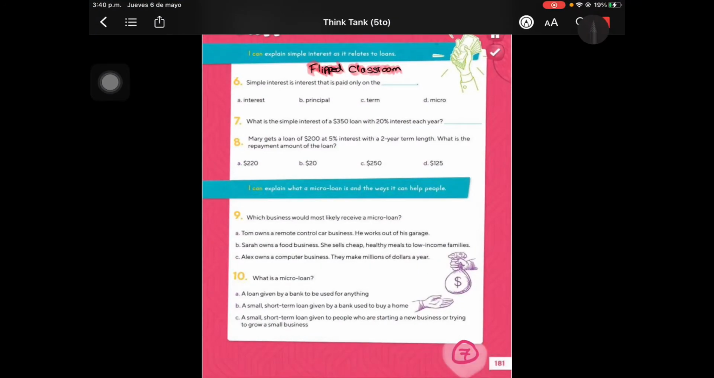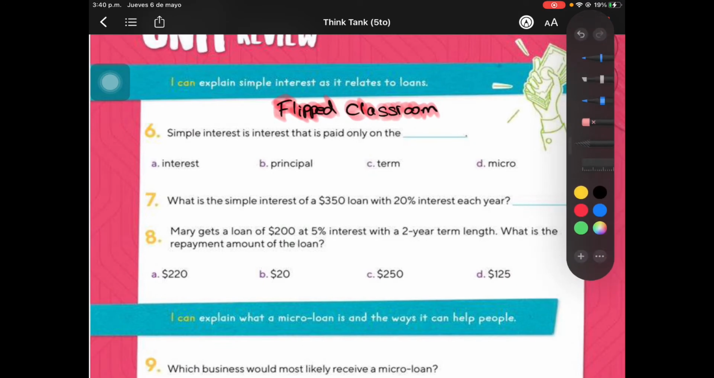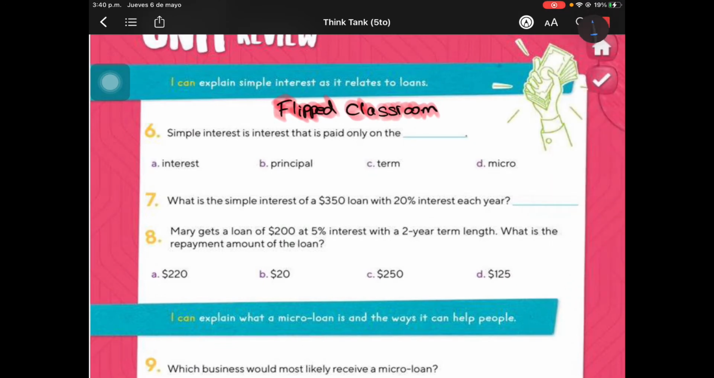These are the exercises that hopefully you were working on. Now let's check real quick on the answers. So simple interest is interest that is paid only on the... right answer is the principal.